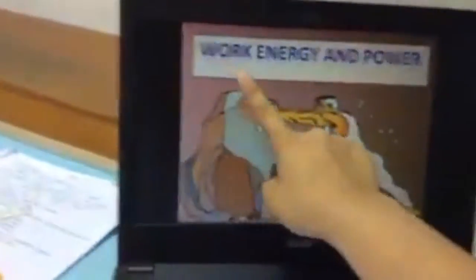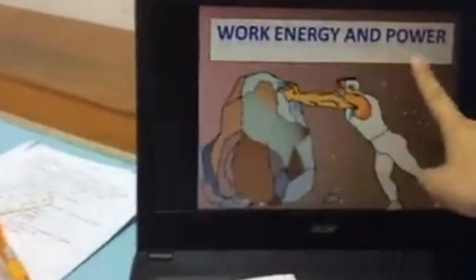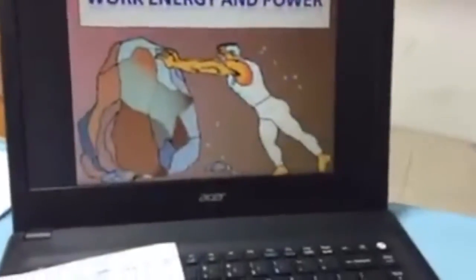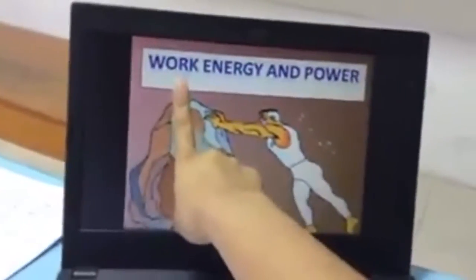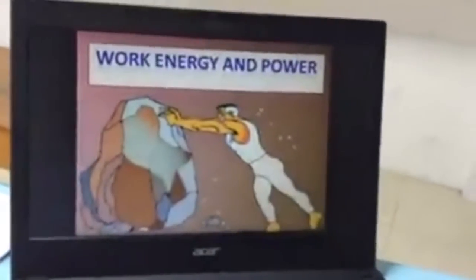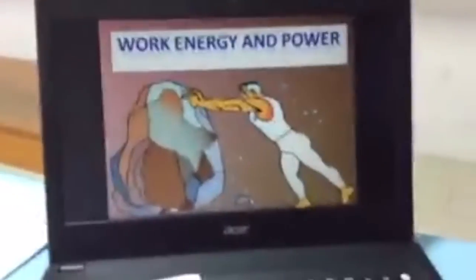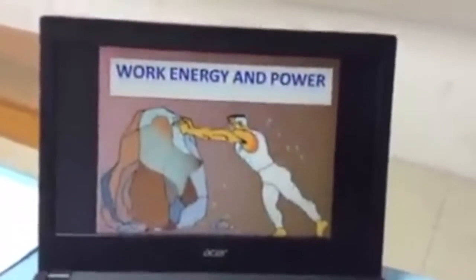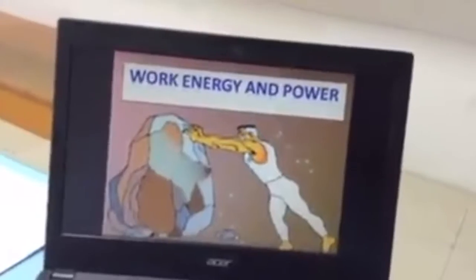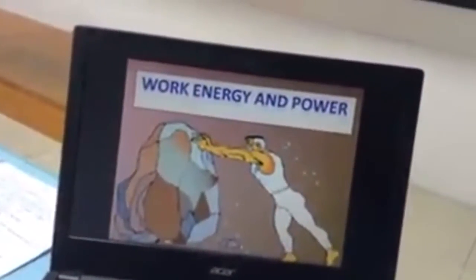This is our group topic: work, energy, and power. I'm sure you use this word in your daily life already. Of course, you know what that means. But in a physics context, maybe the concept of this word will be changed.